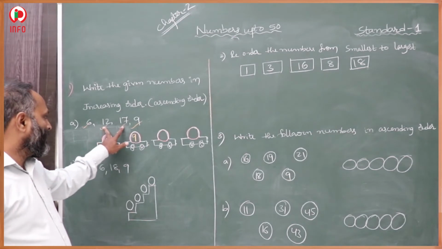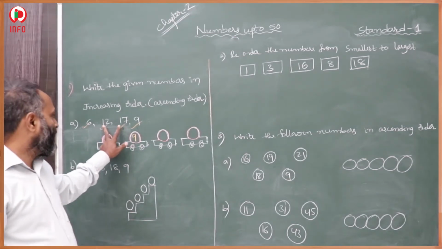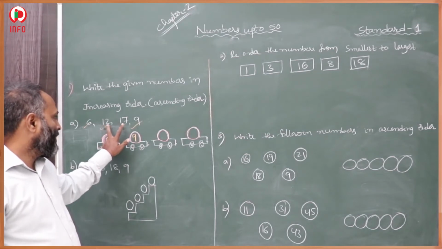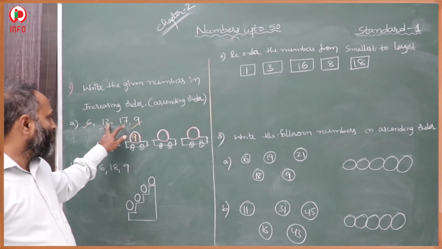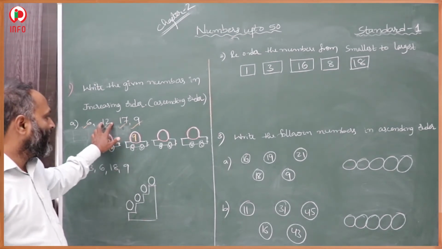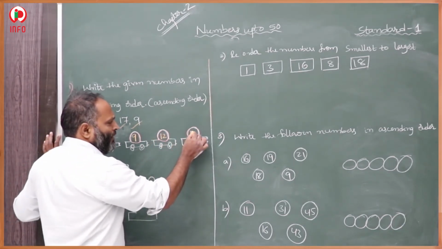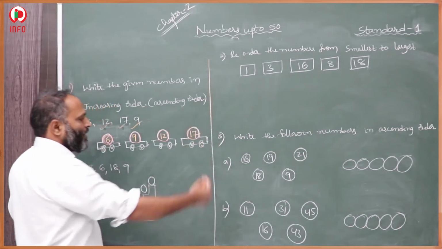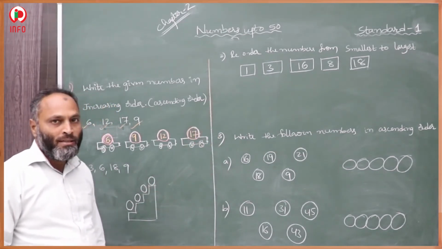Then in 12 and 17, now we go for 2 digit numbers. In these 2 digit numbers, in the tens place we have 1 only. Then in the ones place, 2 and 7 are there. 2 is smaller than 7, so 12 comes first, and after that the bigger one, 17.